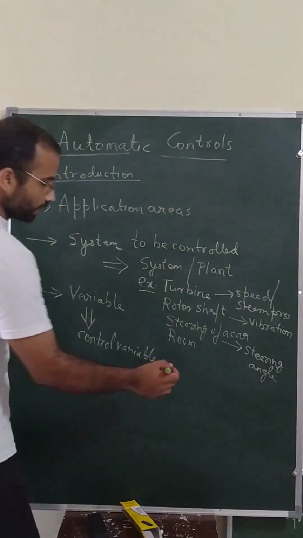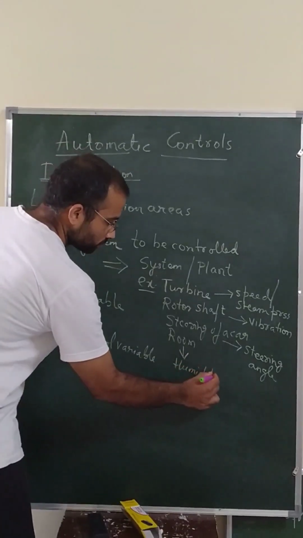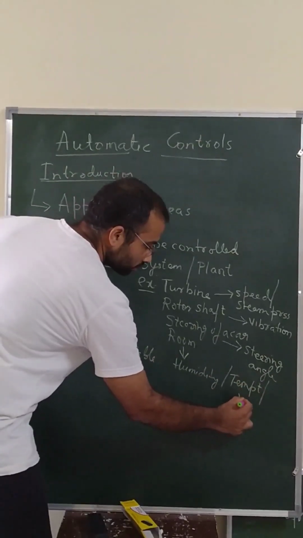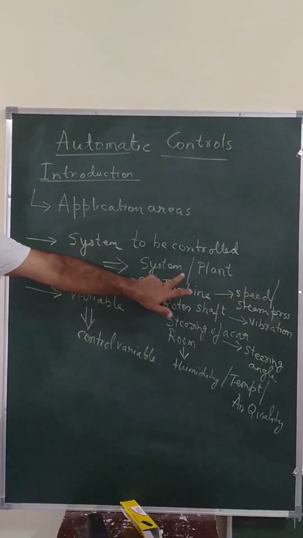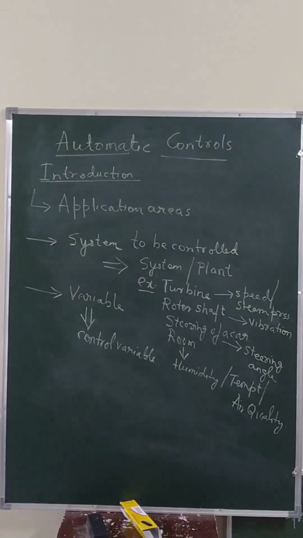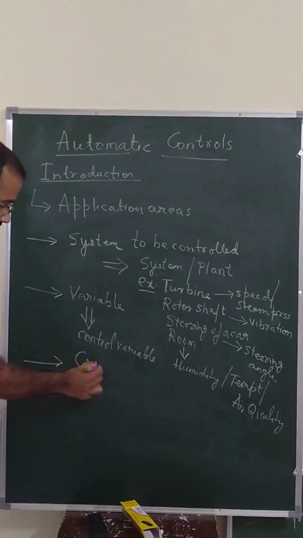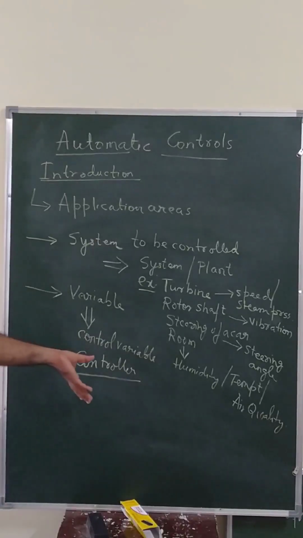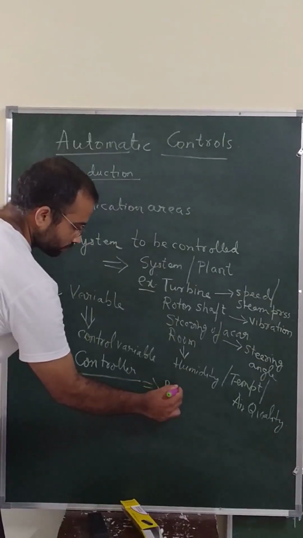And in a room, it could be the humidity of the room, it could be the temperature, it could be the air quality, right? So these are the systems and these are the control variables that you wish to control. Then, apart from this is the controller. What is a controller? The controller is the brain of the control system.